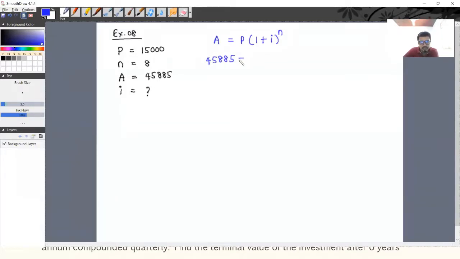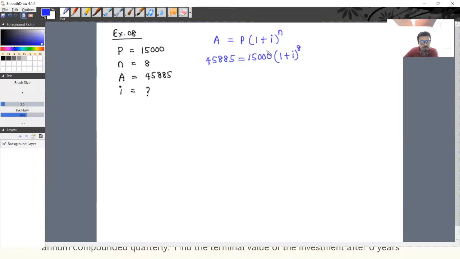45,885 equals principal amount, which is also given, 15,000, into 1 plus I. We don't know that value. That is what we need to find. But they have given the value of n, that is 8. So what we need to do here is make I the subject.